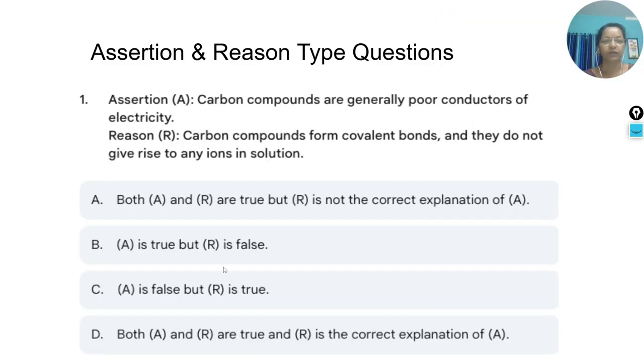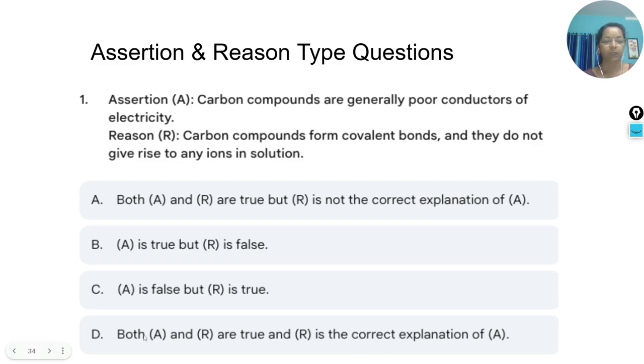Okay, so the first question here: carbon compounds are generally poor conductors of electricity. The reason given is that carbon compounds form covalent bonds and they do not give rise to any ions in solution. So the assertion is correct and the reason is also correct. So the correct answer is both A and R are true, and R is the correct explanation of A.